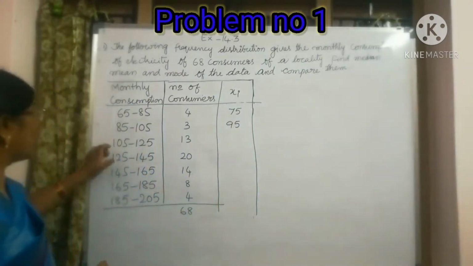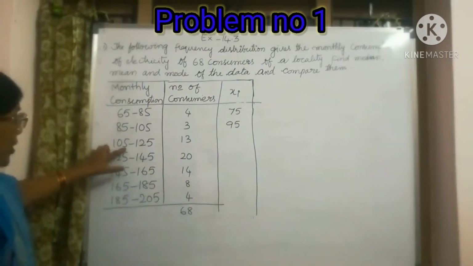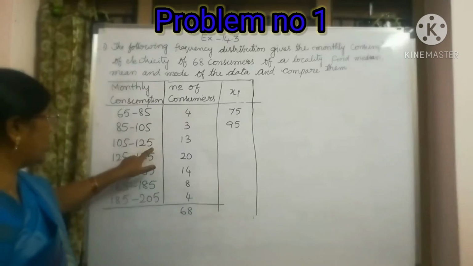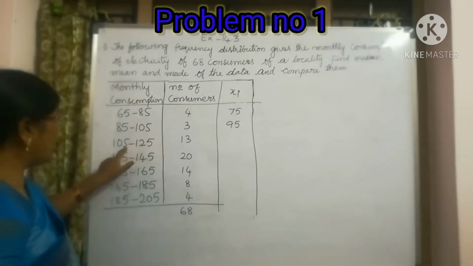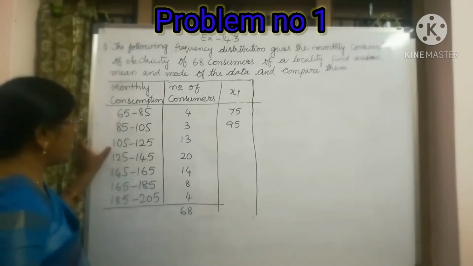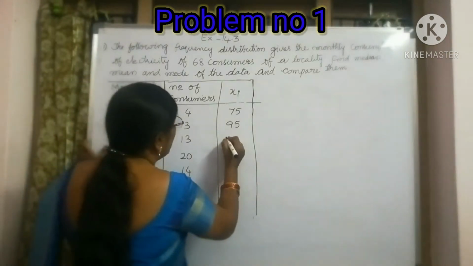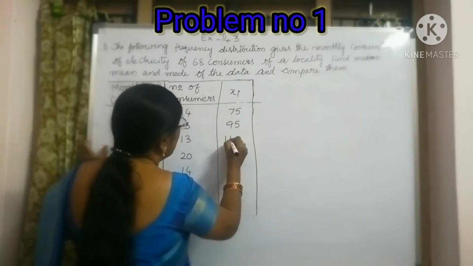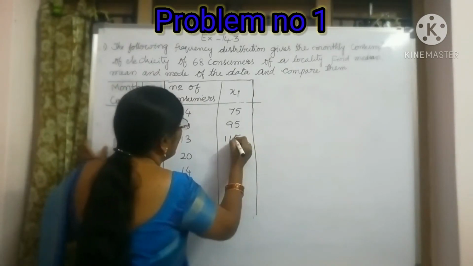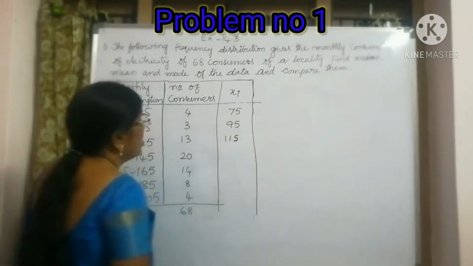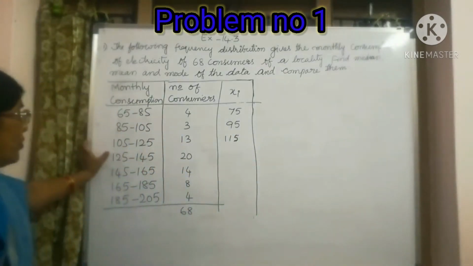Now here, 105 plus 125, that is 230. 230 by 2 is 115. In this way, we have to find the mid values.